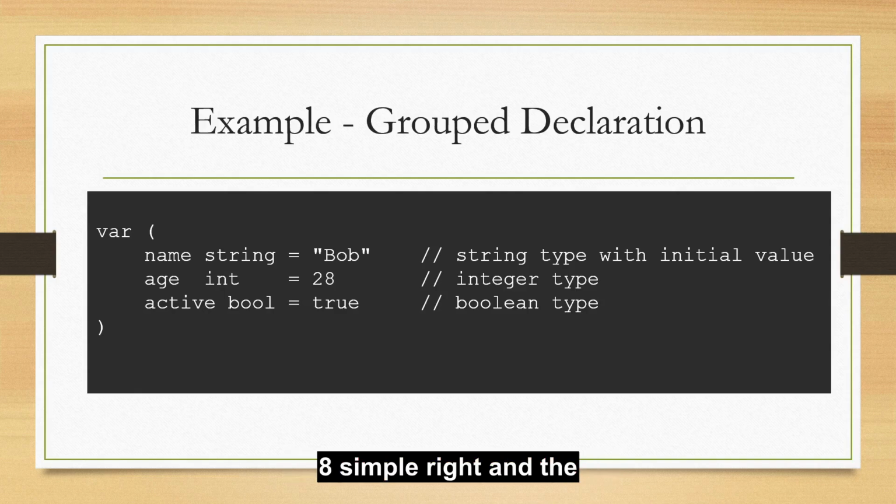Simple, right? And the last one, active bool equals true. So this is bool, short for boolean, which means it can be either true or false. We are saying that this user is currently active.